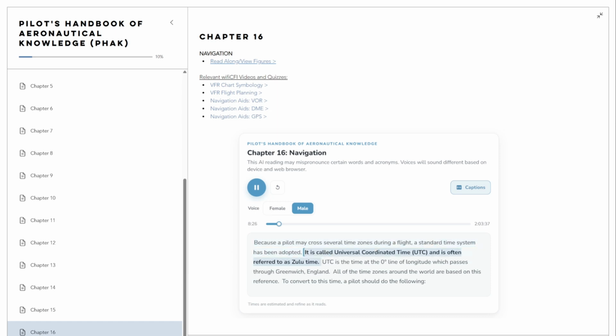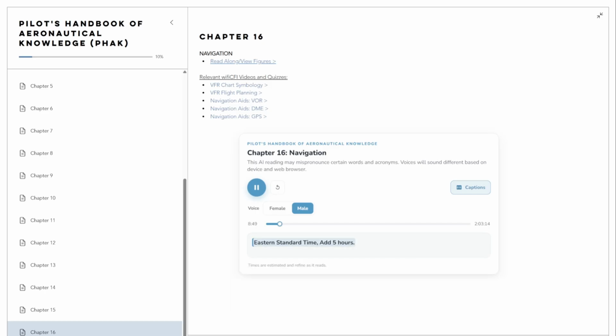It is called Universal Coordinated Time, UTC, and is often referred to as Zulu time. UTC is the time at the 0 degrees line of longitude which passes through Greenwich, England. All of the time zones around the world are based on this reference. To convert to this time, a pilot should do the following. Eastern Standard Time, add 5 hours. Central Standard Time, add 6 hours. Mountain Standard Time, add 7 hours. Pacific Standard Time, add 8 hours. For daylight saving time, 1 hour should be subtracted from the calculated times.